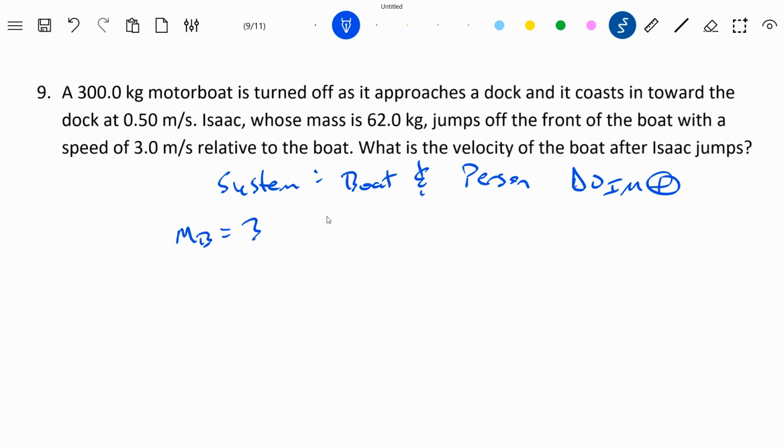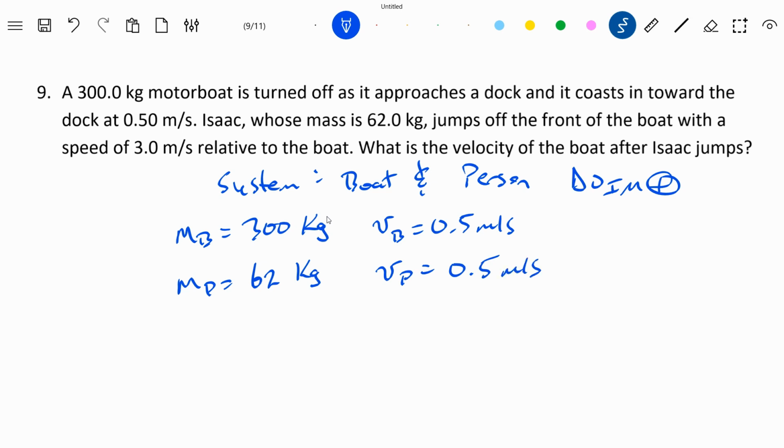Mass of the boat is 300 kilograms, and it is coasting along at a velocity of the boat 0.5 meters per second before the person jumps off. The mass of the person is 62 kilograms. Now, the person was on the boat before jumping off, so they were moving together at the same 0.5 meters per second. Okay, now, the only slightly tricky part here is this jumping off at 3 meters per second relative to the boat. I think I really have to interpret that as relative to the way the boat was moving before jumping off of it.